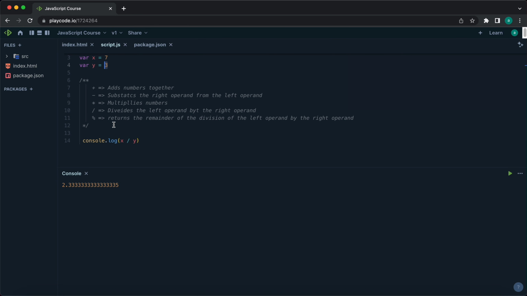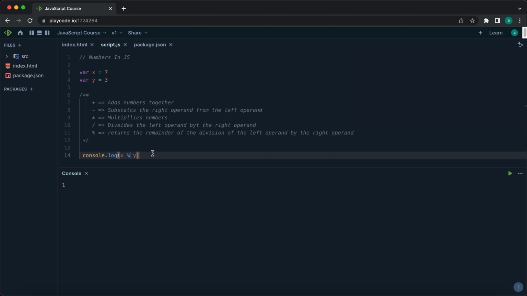Let me show you. Let's get the modulus of x and y. So let's add this sign. Look, it's 1. Where did we get this 1? Because 7 divided by 3 equals 2, and we have 1 left.